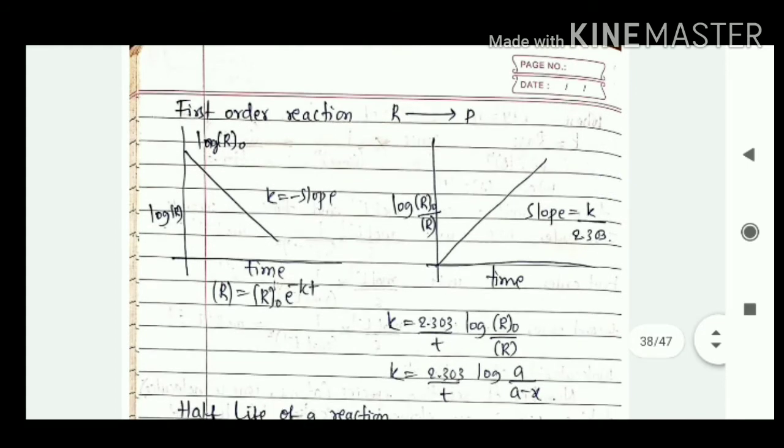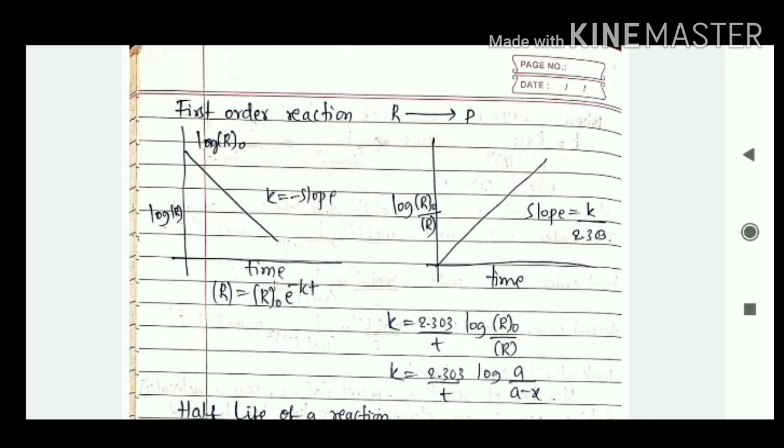So then we'll consider the first order reaction where reactant gives product. In this case, you can plot two types of graphs. One is log R versus time, where we're going to get a negative slope. So k is equal to minus of slope, and here we're going to get the intercept, that is log R naught.